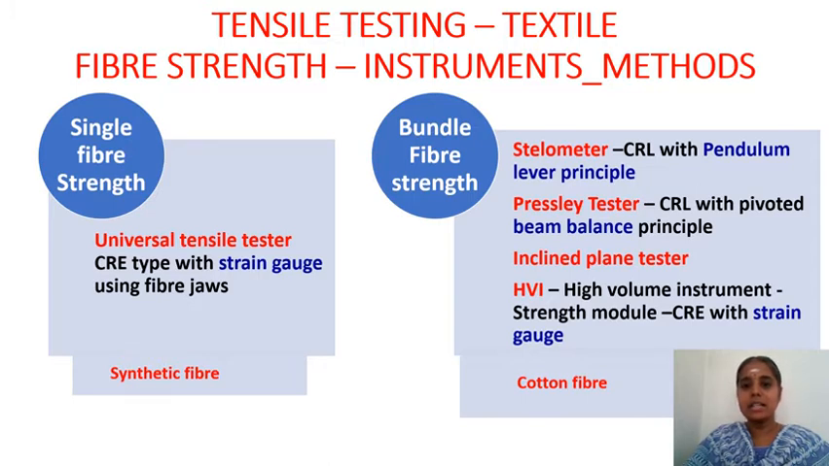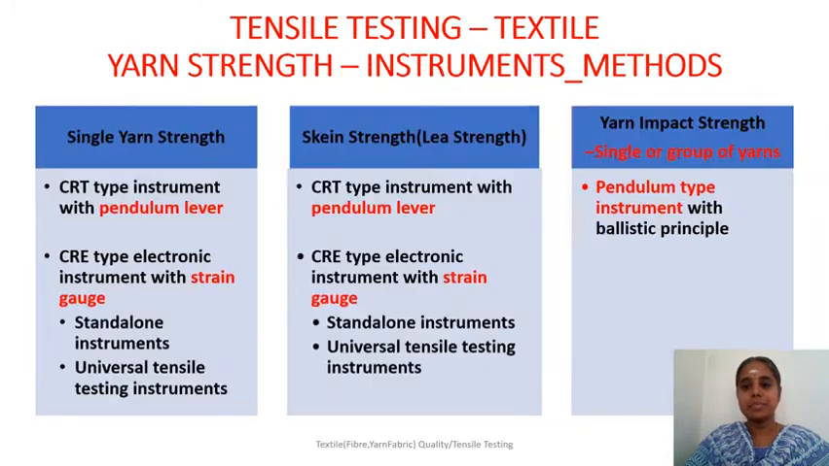So these are the methods and instruments and their principles behind fiber strength testing. We will look into each one in detail. The Stelometer is the one that is there in the laboratory experiment, and HVI is also a part. At the end, all the parameters can be tested using HVI.